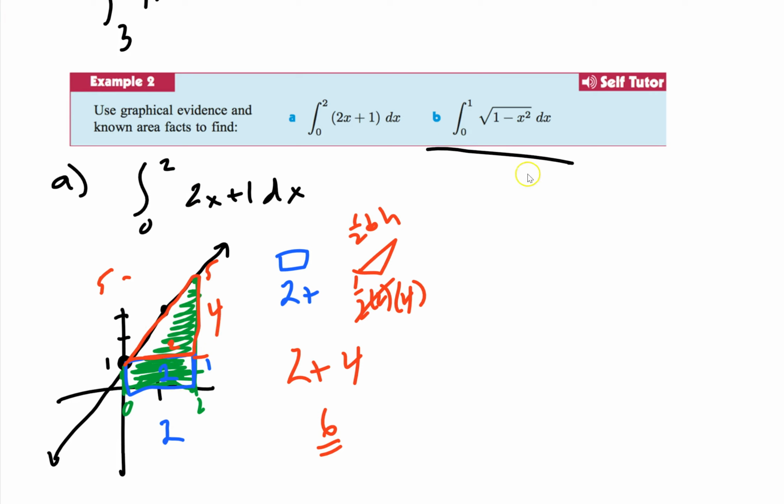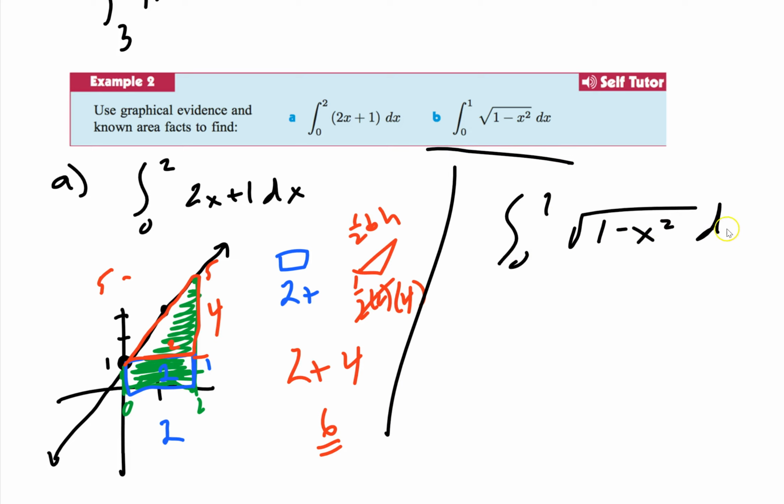So this here, the integral from 0 to 1 of the square root of 1 minus x squared dx. We're going to try to find the area underneath the curve of this. Now you're probably wondering, how do I graph that? Well, the trick is this is a circle.